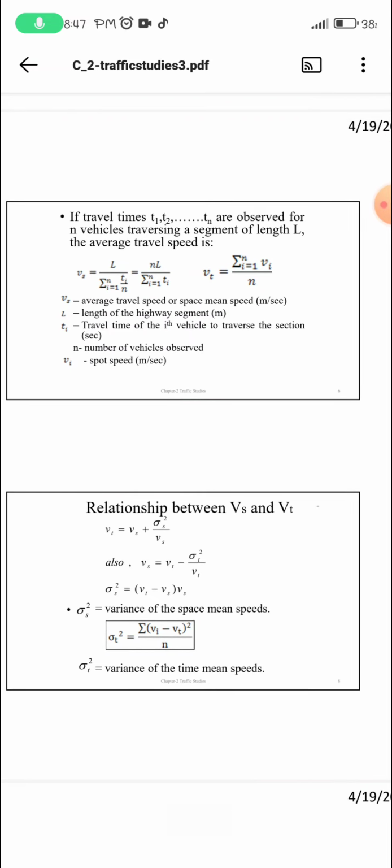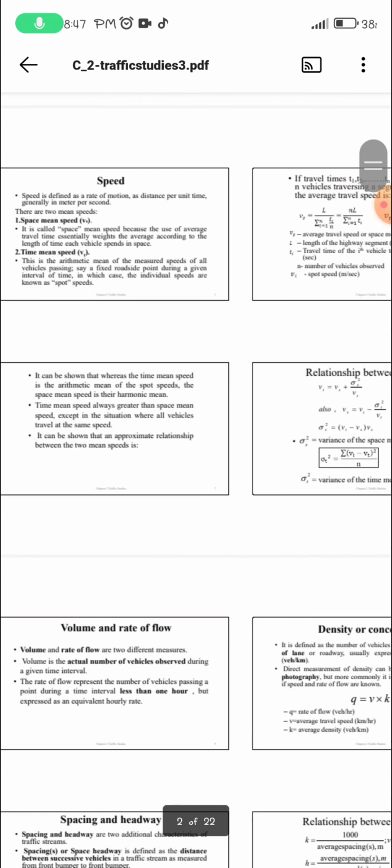Pt is equal to Ps plus sigma s squared divided by Ps. Also, Ps is equal to Pt minus sigma t squared divided by Pt. Sigma squared is equal to (Pt minus Ps) times Ps. Sigma s squared is the variance of the space mean speed. Sigma t squared is equal to summation of (Pi minus Pt) squared divided by n. Sigma t squared is the variance of the time mean speed.